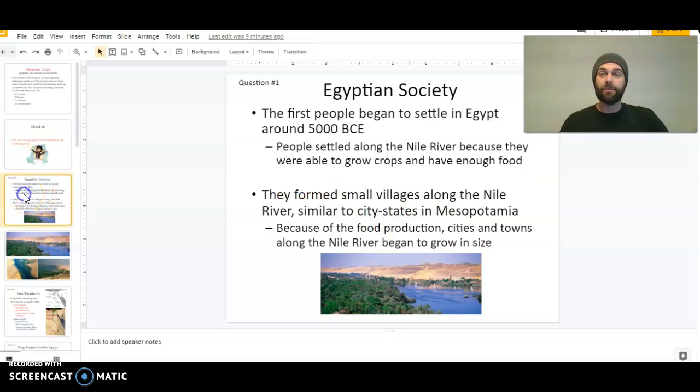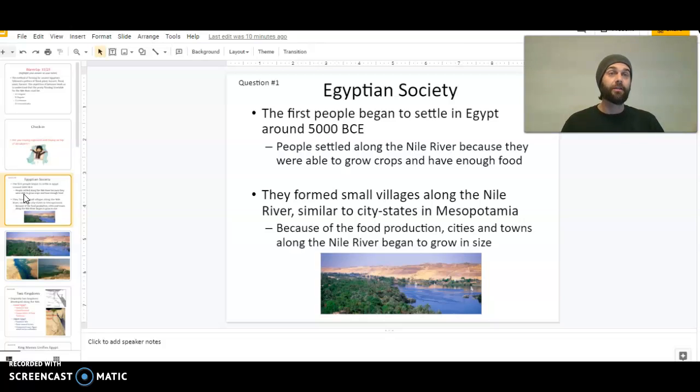Today, we're going to talk about Egyptian society. And the first thing that I want y'all to understand is how Egyptian society formed. There's lots of little things that go in and out that make societies what they are. And one thing we have to understand, Egyptian society was 5,000 years ago, almost 7,000 years ago, 5,000 BCE.